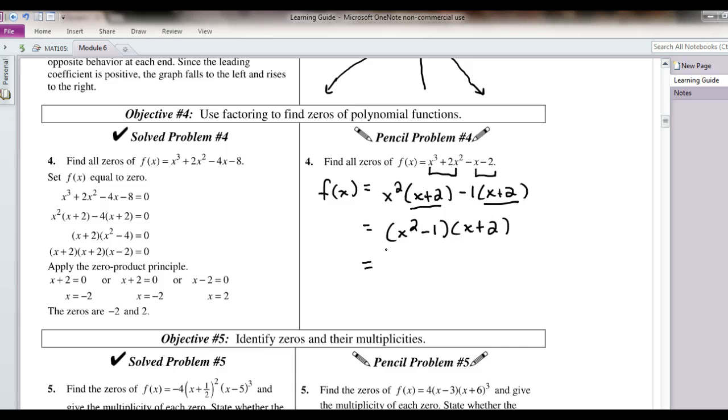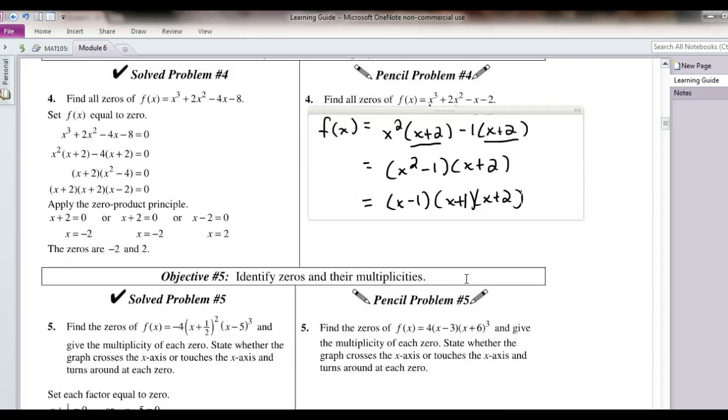And then there's one more thing to factor. This first factor, x squared minus 1, is a difference of squares. So that means we can write it as x minus 1, x plus 1, x plus 2. Okay.